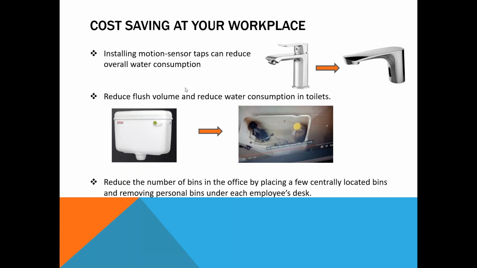Now, how to reduce flush volume and reduce water consumption in the toilets? This is a trick which is implemented in my house. So there's a flush volume. This is a 16-liter tank. What I have done is there's one empty bottle. I put stones into it, then tighten it, and you can see that the volume of 16 liters has now been made to 12 liters. You will not believe, this is a practical example. Out of 16, I'm using only 12 liters.